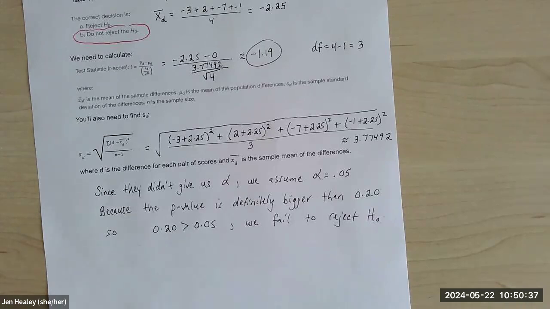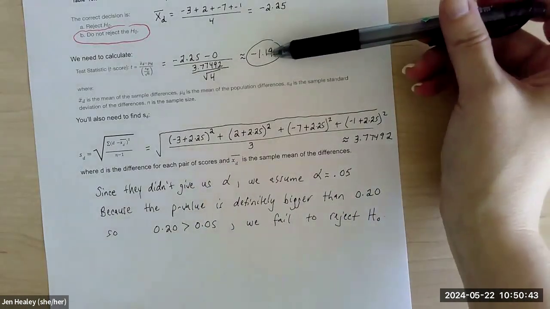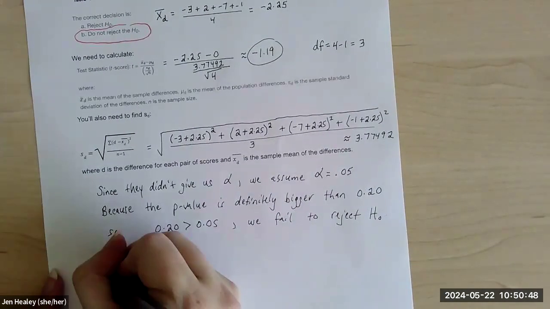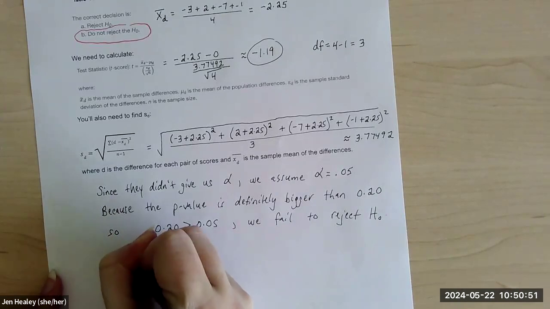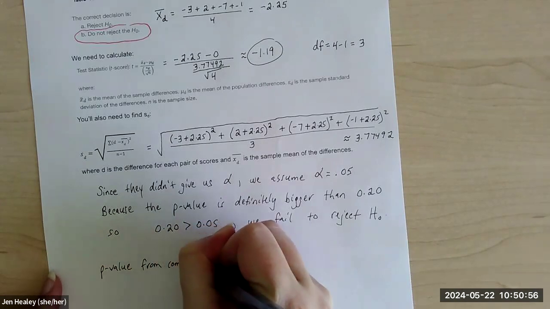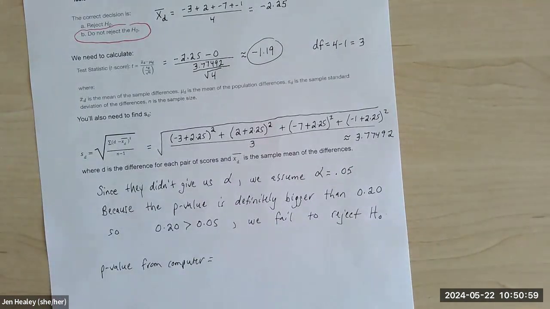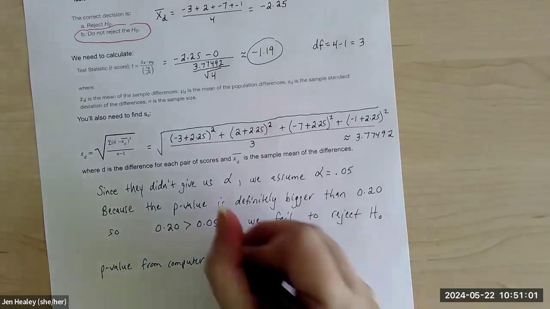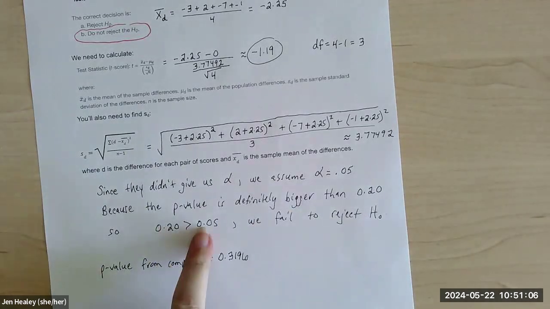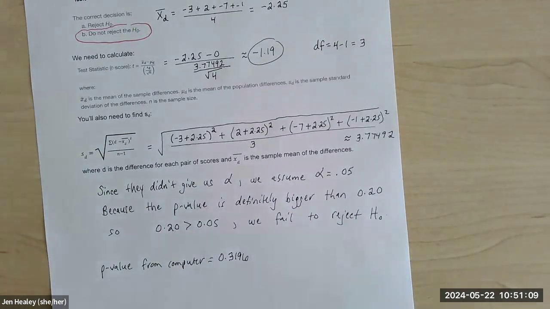If you have something that will let you actually calculate the p-value, like I took our t of 1.19 and put in our 3 degrees of freedom into one of the online calculators, the actual p-value from the computer was 0.3196. So we're not lying, it's definitely bigger than 0.05, but we didn't need the computer to tell us the exact one. The table was enough to tell us we were too big.